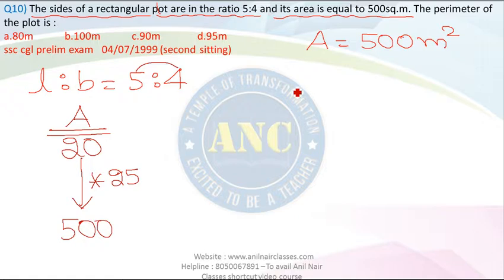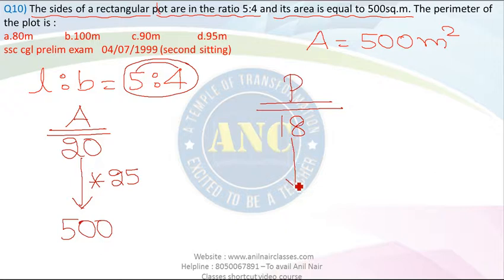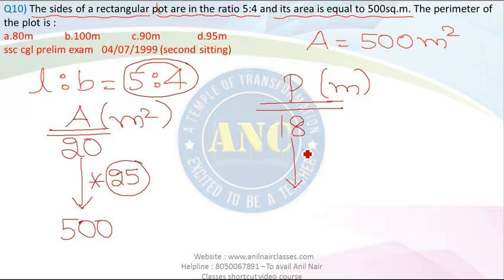They are asking you to find the perimeter. Perimeter according to the ratio is L plus B, which is 5 plus 4, 9. Double of 9 is 18. So you should multiply with this, not 25 right now, because area is in meter square and perimeter is in meter. So I should multiply with the square root of 25, which is nothing but 5. 18 into 5 is 90. All these are a very easy way of solving the question if you know the logic.